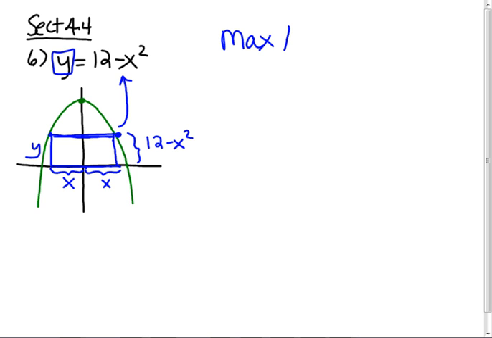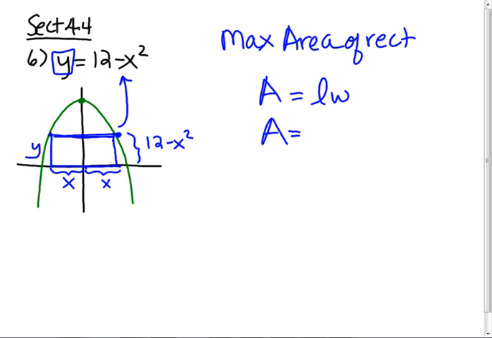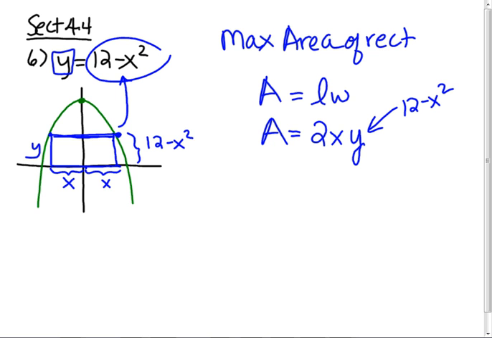So what formula do I want? Of the rectangle. What's the area of a rectangle? Length times width. What's my length? Look at the picture. It's not x. It's 2x. And the height, or the width, is the y value. But I know what y is. Thank goodness they gave me what y is. It's 12 minus x squared. Does that make sense? So the area is equal to 2x times 12 minus x squared.